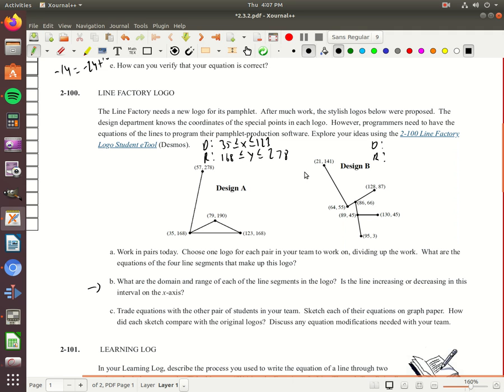The domain, the furthest left I can get is 21, the furthest right I can get is 130. And again, I'm putting equal signs because they're all closed circles. If they were open circles, I would not be using the equal sign, but I can in this case. The lowest I get is 3, the highest I get is 141 for the range. So hopefully we remember that from chapter 1. Again, domain is left and right, range is up and down.